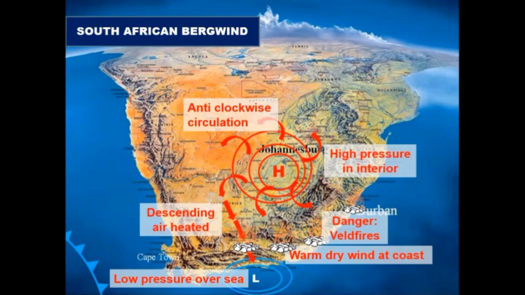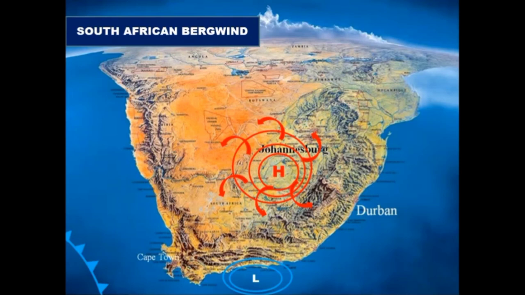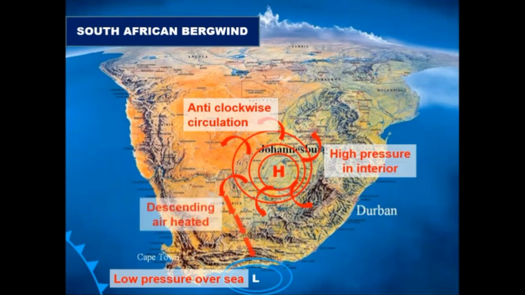Okay, so do it again. What do we need for berg wind conditions to happen? We need a high pressure over the interior of the country. We need a coastal low, and then we need also a cold front. And let's see what happens. High pressure over the interior of the country. Low pressure over the sea or on the coastline. Then we have anti-clockwise movement of the high pressure.